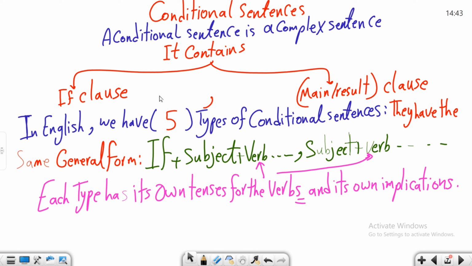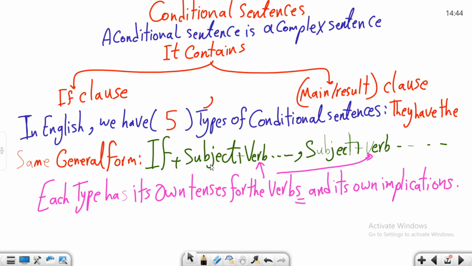A conditional sentence is a complex sentence that is made up of two clauses: the if clause, which is the dependent clause, which cannot be used as a sentence by itself, and the other part is called the main or result clause. And as you see here, my friends, we have 5 types of conditional sentences. All of them have the same general form.